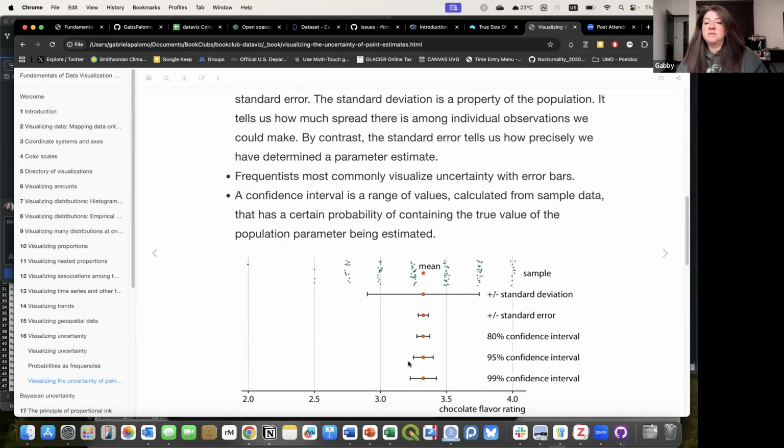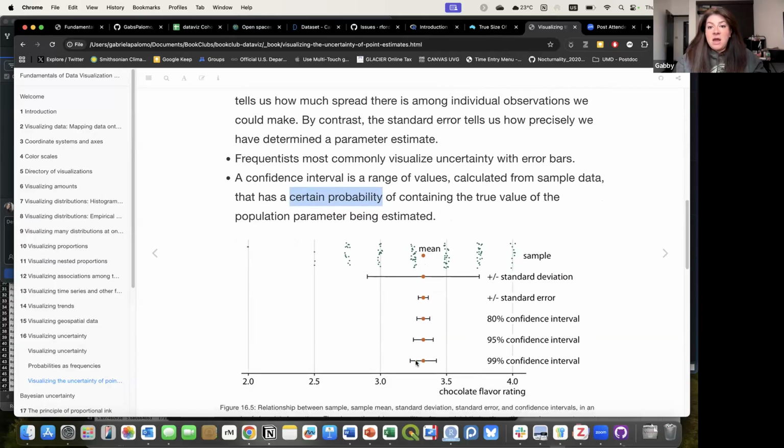So confidence intervals are different from the standard error and the standard deviation, but are also uncertainty measurements. The confidence interval for frequentist statistics is the range of values calculated from the sample data that has a certain probability of containing the true value of the population parameter being estimated. This certain probability depends on whether we're doing an 80% confidence interval, 95%, or 99% confidence interval.